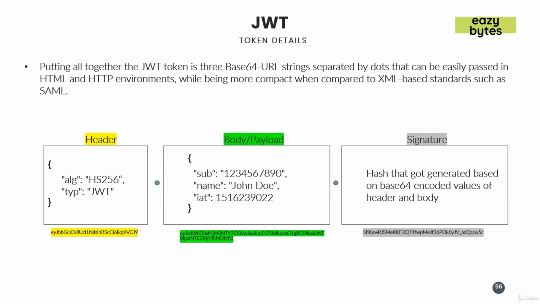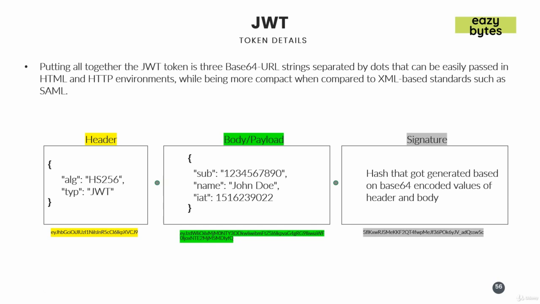JWT tokens are heavily used in HTML and HTTP environments, and they have a great advantage compared to SAML tokens, which are XML based standards. Since JWT tokens use JSON format, they are very light in nature.